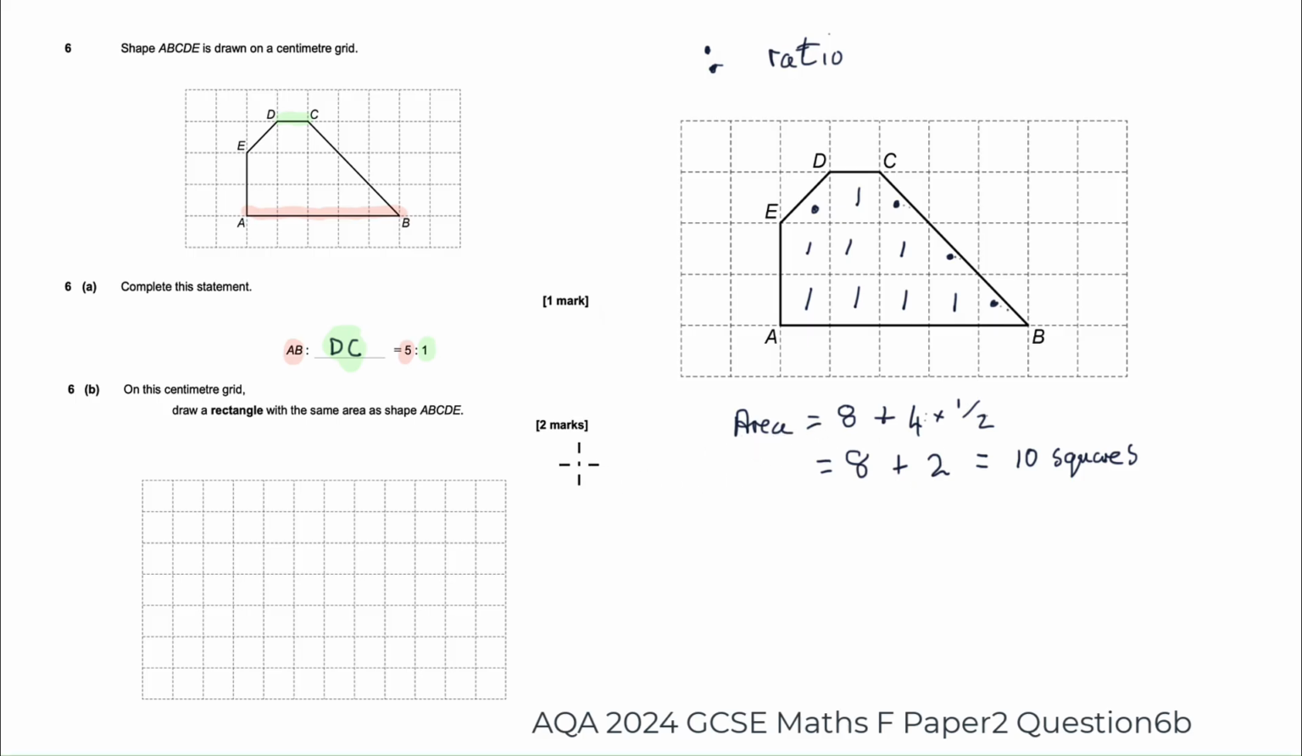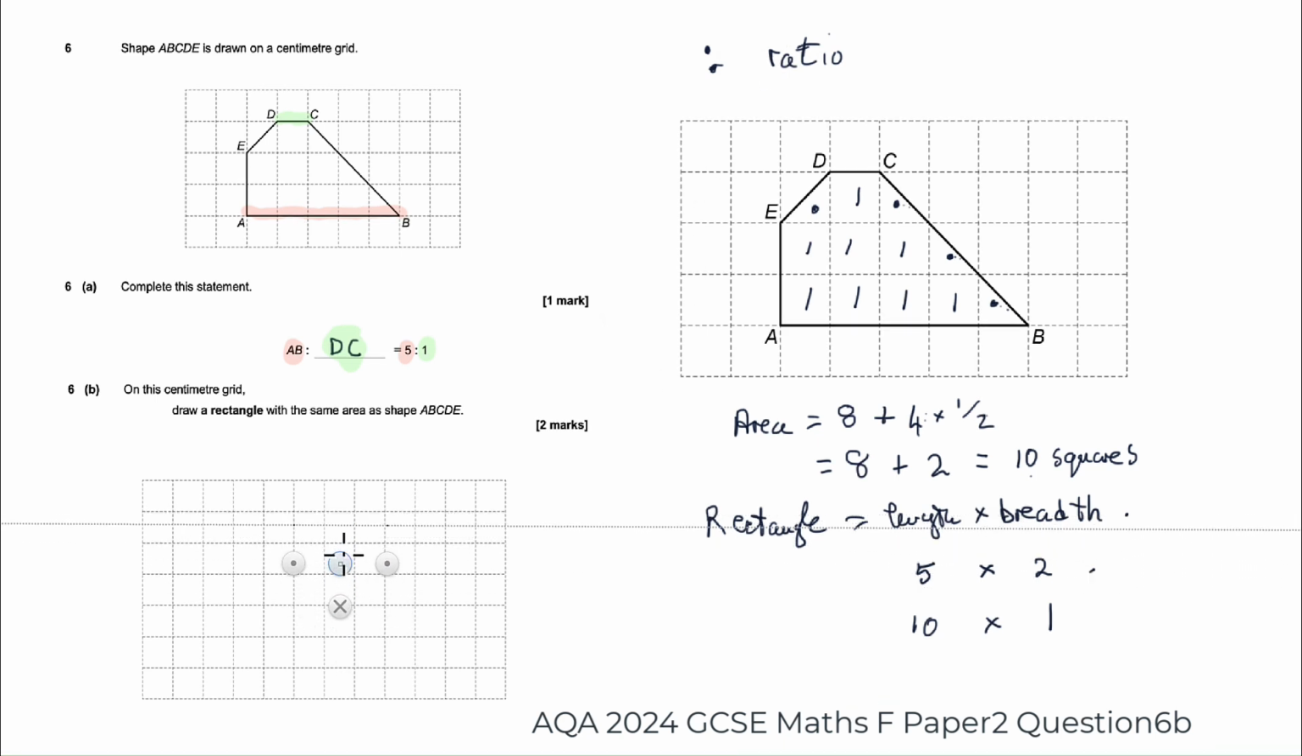So we need to have the rectangle having an area of 10, and we know that a rectangle has an area of length times breadth. So we're looking really for 2 numbers multiplied together that give us an answer of 10. 5 times 2. 10 times 1. Either of these would do. Let's take 5 times 2.